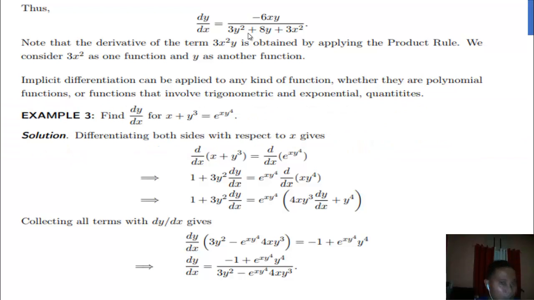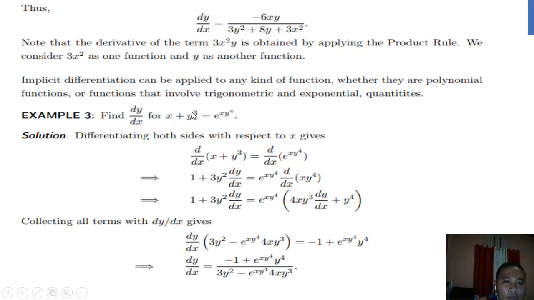Okay. Pero that is the function, that is the concept. Pero marami pa tayong isipin, of course, regarding the patent, regarding the construction. Example 3, find dy dx for x plus y cubed equals e to the xy raised to the power of 4. So, ang gagawin natin dito is simply, the derivative of x is 1.